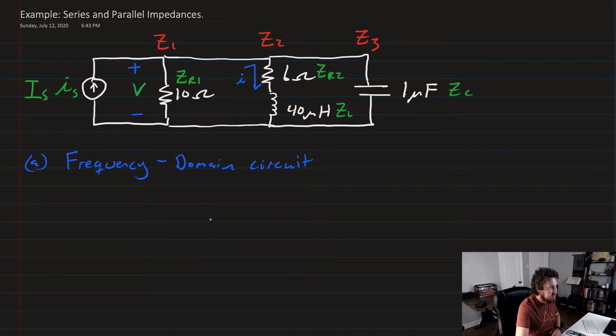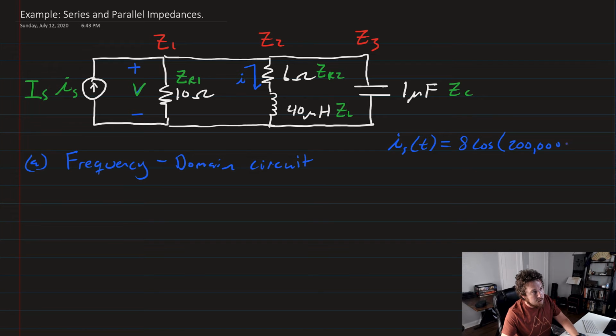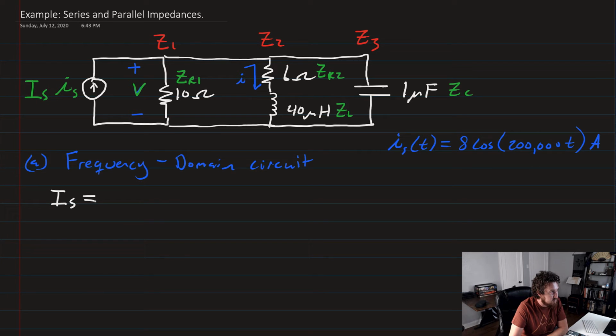So let's start by doing some of the easy stuff. We're given, actually in the expression, I forgot one last thing, and that is that our I sub S of t is given to us as 8 times the cosine of 200,000 radians per second t with no phase angle, and that's given to us in amps. So the first thing that's pretty easy to find is our phasor for our current source. Big I sub S is just going to be equal to 8 at 0 degrees amps.